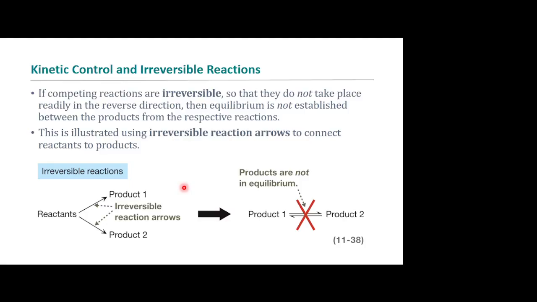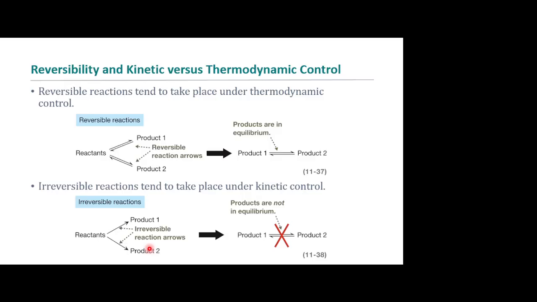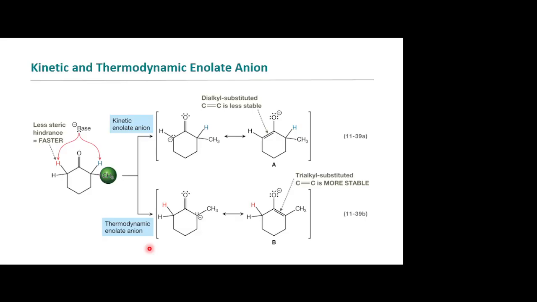So this is going to, again, be these irreversible reaction arrows. You aren't going to form an equilibrium, and so whatever you form first, that's going to build up and be your major product, okay? Because it can't go back. And so reversible reactions tend to take place under thermodynamic control. Irreversible reactions tend to take place under kinetic control.